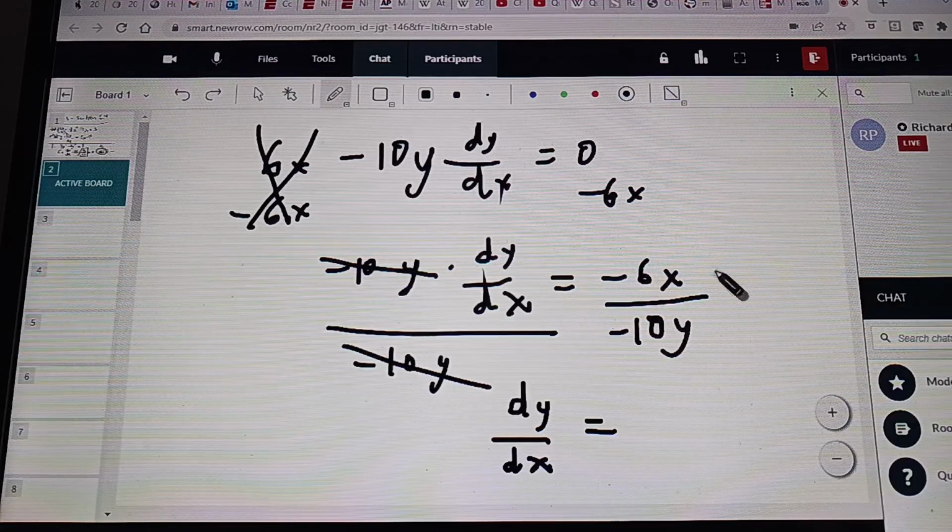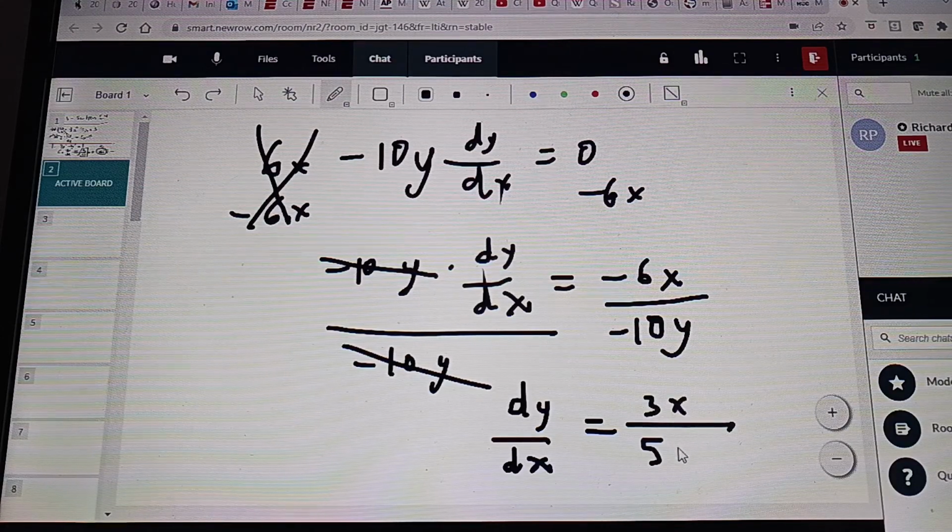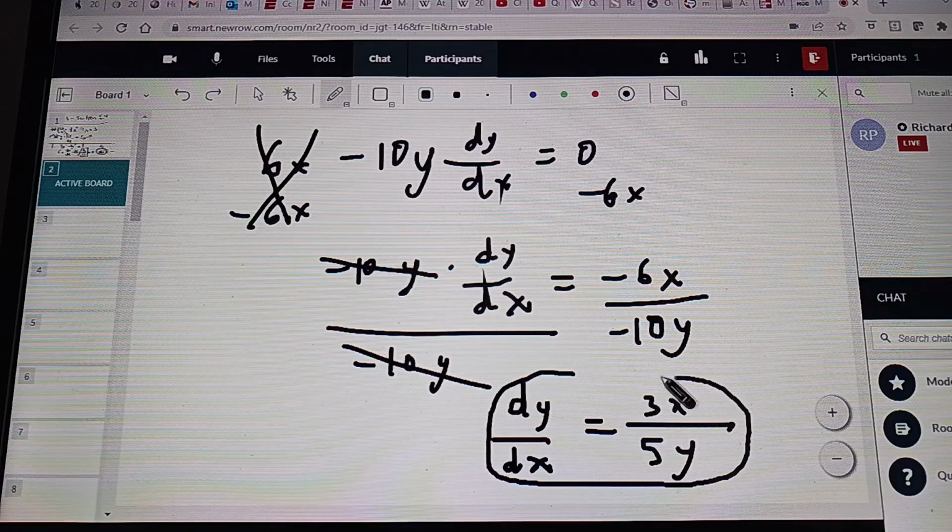Sometimes this side gets real messy with x's and y's. It's okay. And here you could even reduce to, if you want to make that positive 3/5. Negative 6 divided by negative 10 could be positive 3/5. So a simpler version of the answer would be this, 3x over 5y. So the derivative of y with respect to x is 3x over 5y.